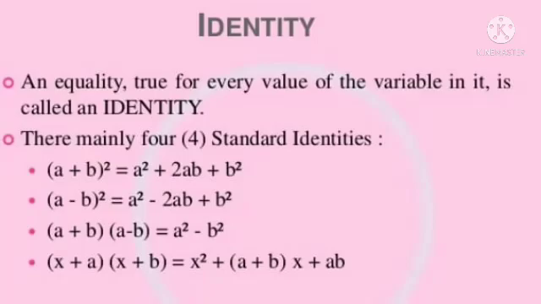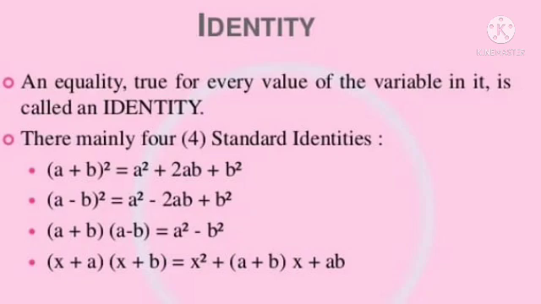Identity. An equality true for every value of the variable in it is called an identity. There are nearly 4 main standard identities. First one, a plus b the whole square is equal to a square plus 2ab plus b square. Second one, a minus b the whole square is equal to a square minus 2ab plus b square.